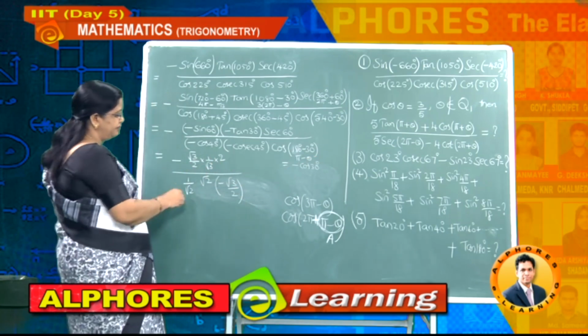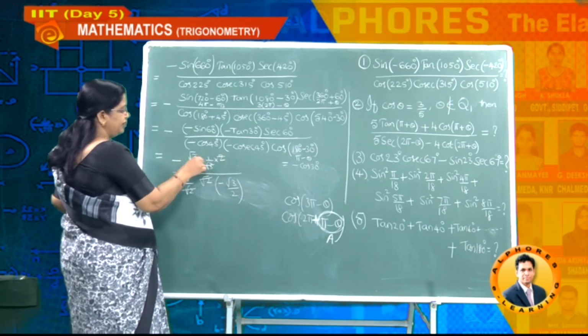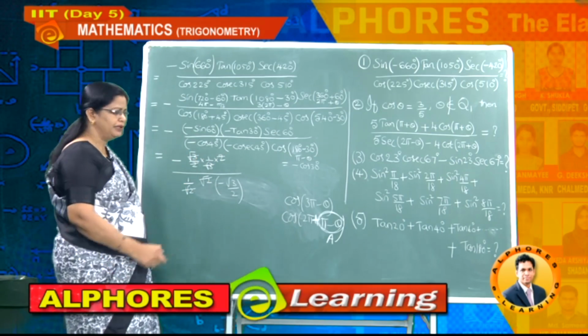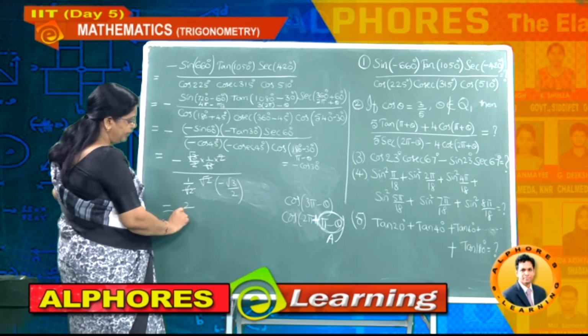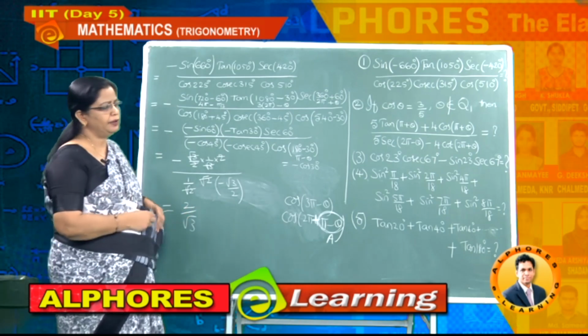Now if you simplify, root 2 gets cancelled, here 2 and 2 get cancelled, root 3 also gets cancelled, minus minus will become plus. Finally you will get here 2 divided by root 3. So this is the final answer of this problem.